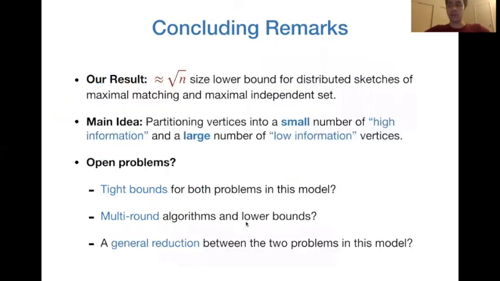And finally, I showed you a reduction between matching and MIS in this model, but it only worked in a very special setting for our hard instances. Is there a general reduction between the two problems in this model? I think that would be very interesting. And at the very least, it will also give us a log n round algorithm for matching.